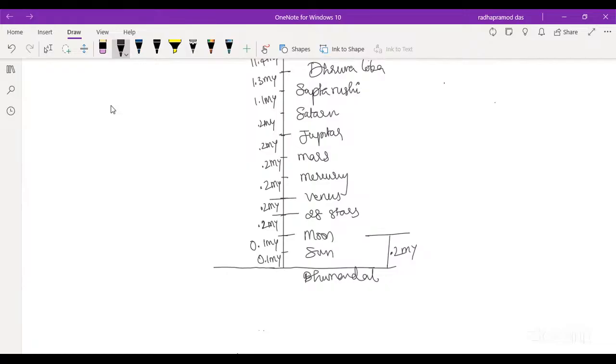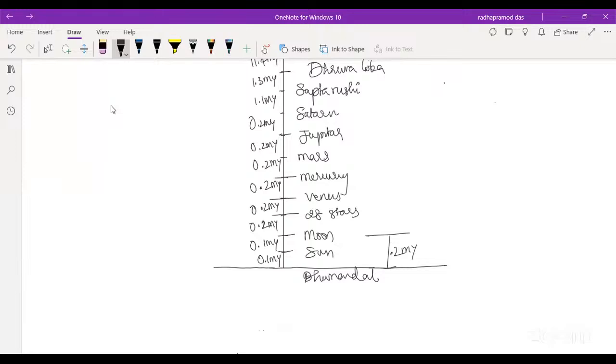All the planets' distances are given in the Bhagavatam from the distance of the sun, not from Meru. So they calculate how far the planet is from the sun. Because the sun is 0.1 million yojanas above, we just have to add 0.1 million yojanas for everything to know how far it is from our point of view. All others are 0.2 million yojanas above each other till Saturn.